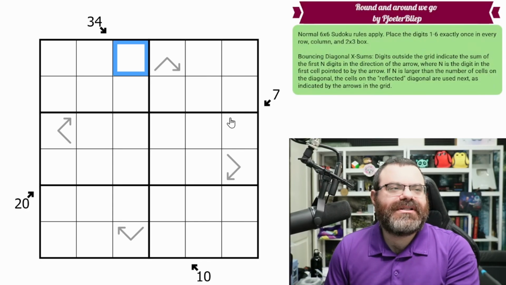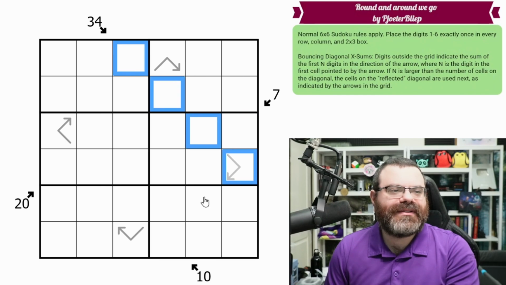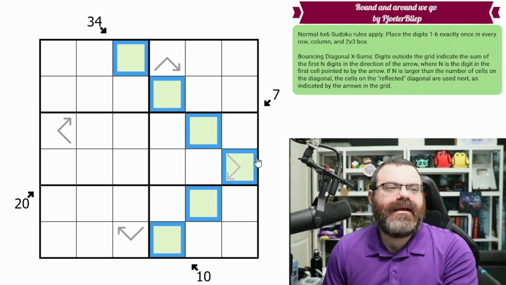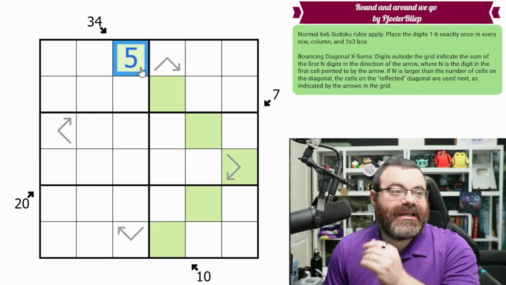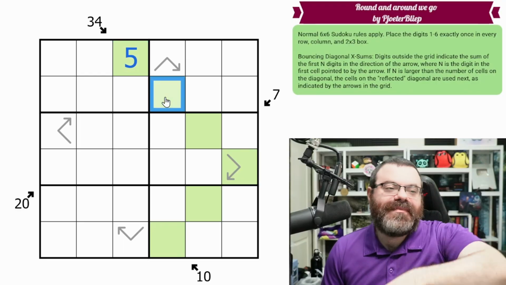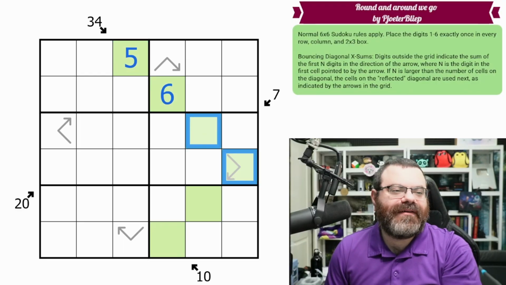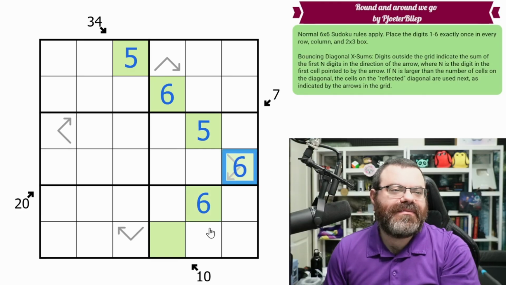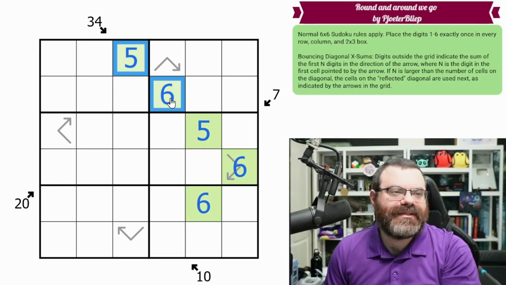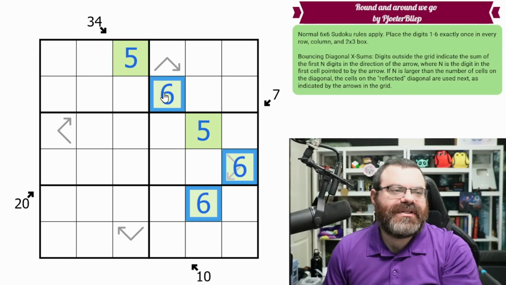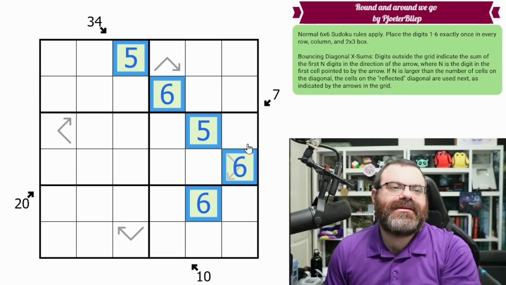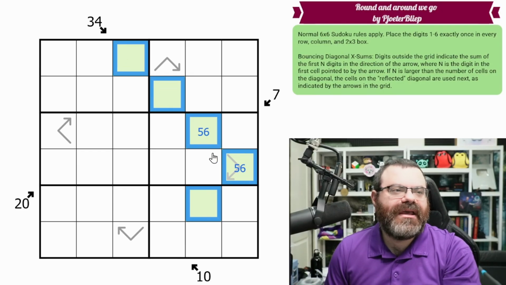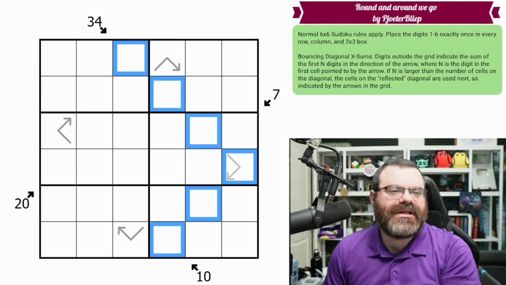I am very suspicious of this 34 clue. Let's highlight all of this. The first thing I'm curious about is whether this can actually get away with being a 5. So the biggest we could make this is a 6 here, a 5-6 pair here, and then this could also be a 6. So this would be the biggest we could make 5 cells. This would be 18 plus 10, that's 28, that is not 34.